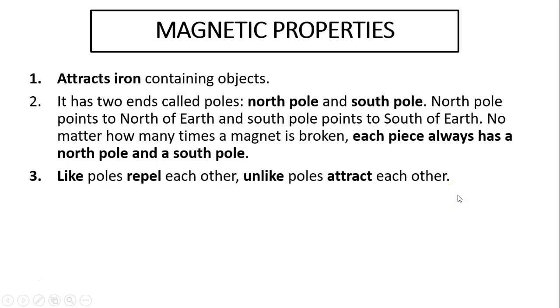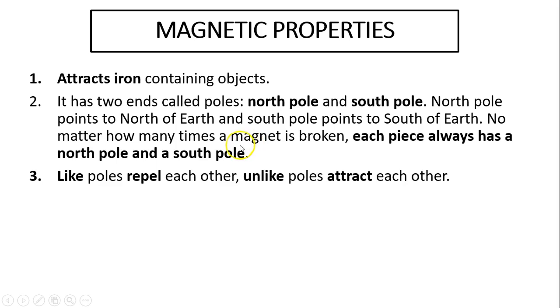Magnetic properties. The property is attracting iron. So if you want to know if a material is magnetic, you can put it next to iron nails, and if it attracts, it's magnetic. It also has two ends. Those ends are called poles. Each magnet, no matter how small it is, always has two ends: a north pole and a south pole. The north pole points to the north of the Earth and the south pole points to the south of the Earth.